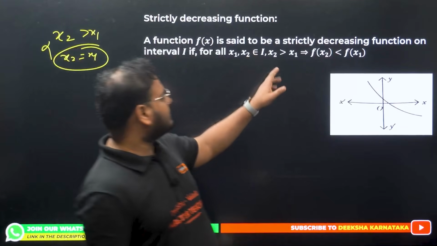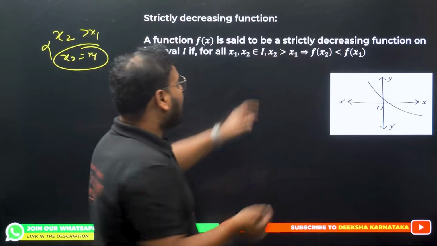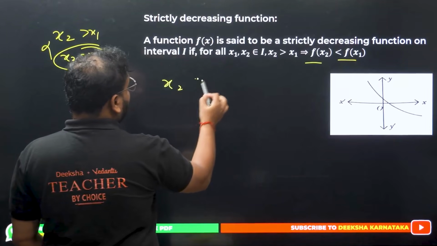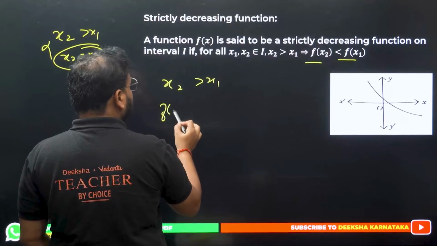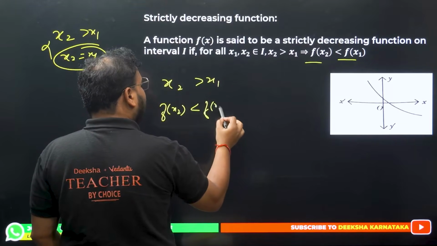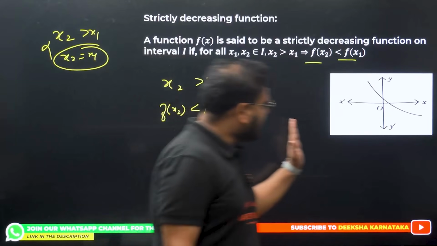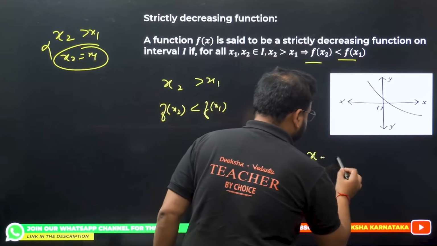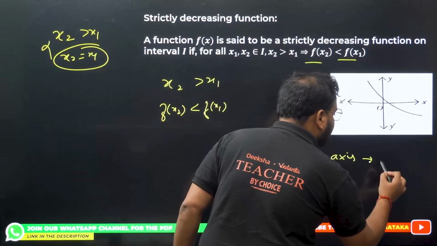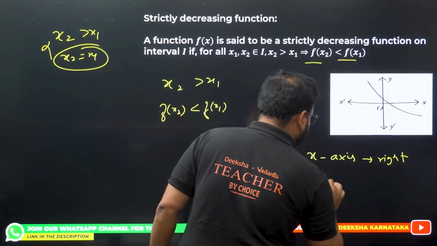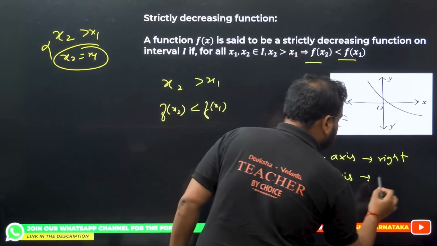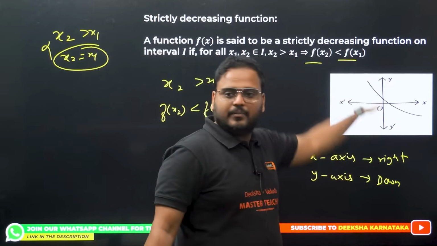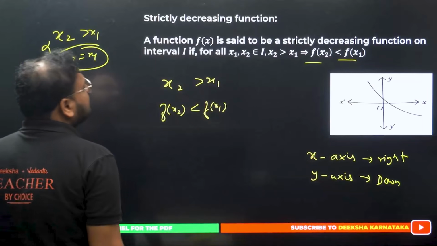So whenever you have that, if x2 is more than x1 and the function values at the 2 points are reversed, meaning x2 is more than x1 but f of x2 is actually less than f of x1, it means that if I keep moving towards the right, my function value keeps dropping down. Across the x-axis, if I go right, what will happen to the y-axis? It comes down. It has to go downwards. Please check. Move from here to here. The y value is coming down and down. So this is called a strictly decreasing function.